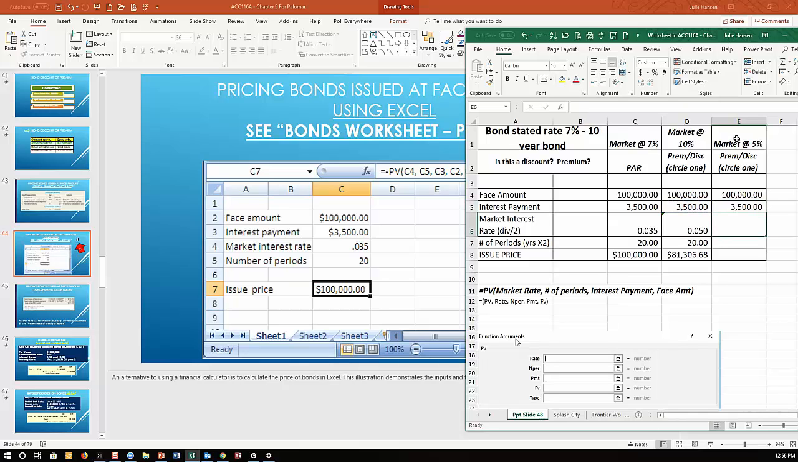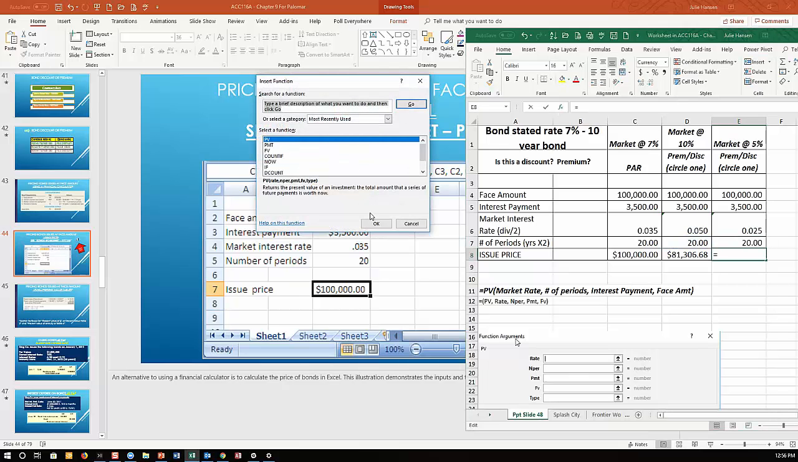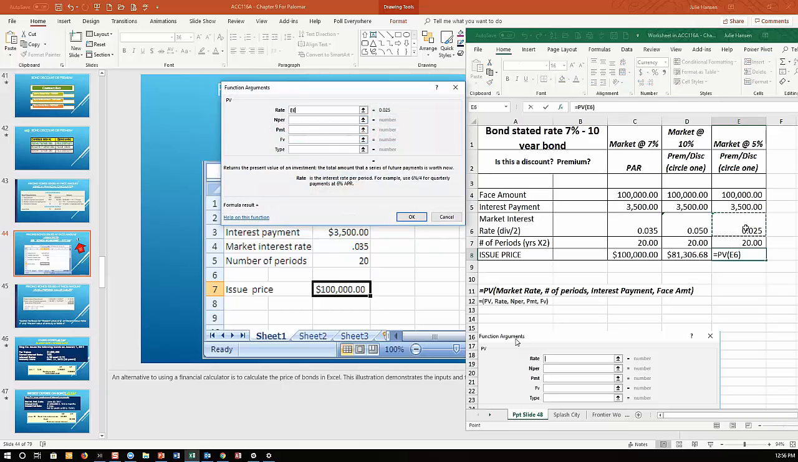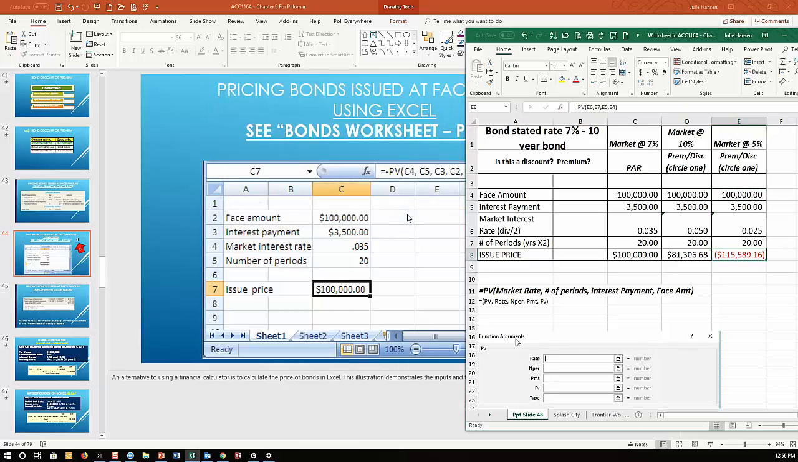Now the market is paying 5%. So what's my new rate? It's going to be 0.025 because, again, I'm paying it every 6 months. The number of periods is still 20. Again, I'm going to use my present value function, and now the rate is 0.025. Everything else stays the same. My payments are still $3,500. I still have to pay back $100,000 at the end. And now you can see that I'm actually going to get $115,589.16, and that's how much I'm going to collect from the people that are going to invest in my bond.